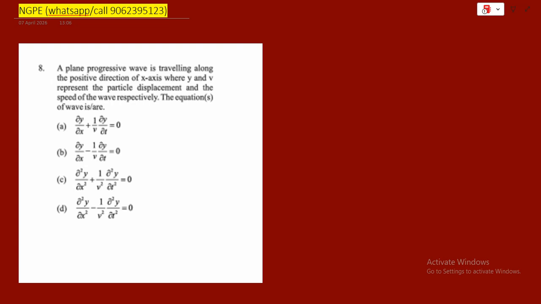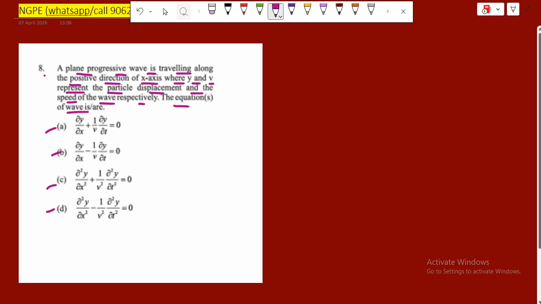Today we are looking at question number 8, a plane progressive wave. Let's read the question first. A plane progressive wave is traveling along the positive direction of the x-axis, where y and v represent the particle displacement and the speed of the wave respectively, and the equation of the wave is... There are 4 options and we have to calculate the correct one.